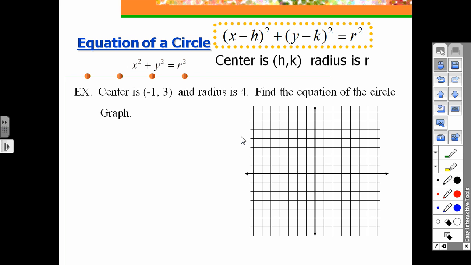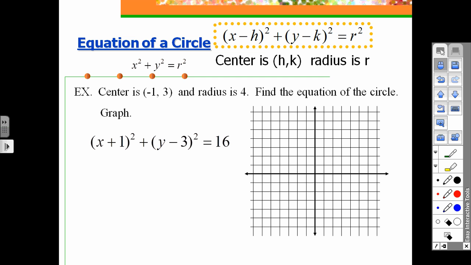Okay, so if the x-coordinate is -1, when we go to plug this in, we'll have x minus a -1. So this is going to change into a plus sign. And then the y-coordinate is 3, so we can just plug in y minus 3. And then 4 is the radius, so we're going to do 4 squared. So there's our equation of the circle. So that wasn't too bad.